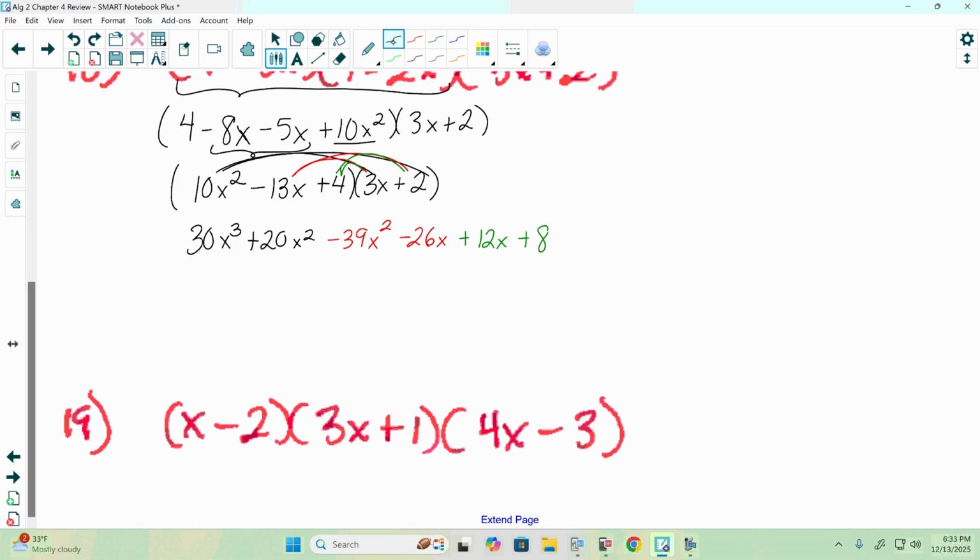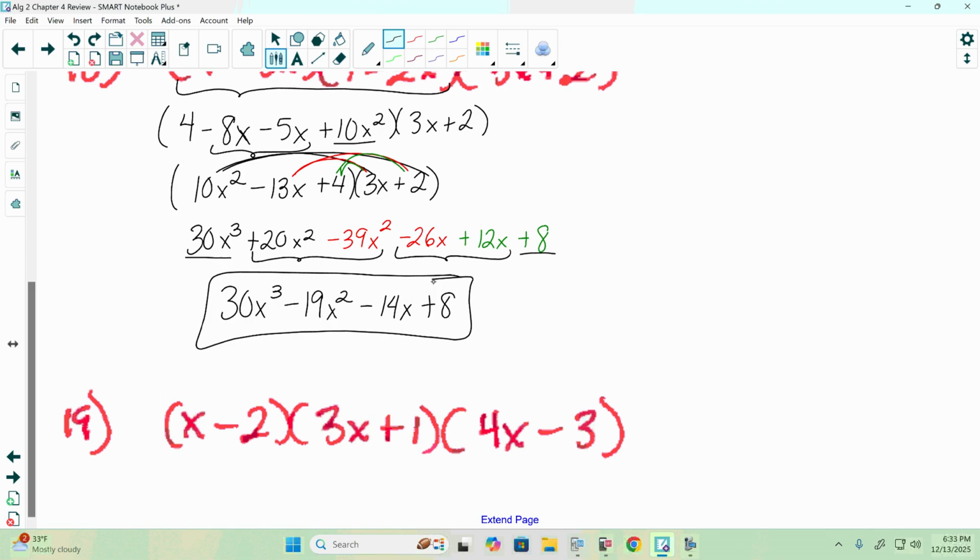Now that we've finished doing all the multiplication, we do need to combine like terms. 30x cubed is the only one with x cubed. So there's nothing to combine with it. Our x squareds, we do have 2 of them. 20x squared minus 39x squared. 20 minus 39 would be negative 19x squared. Our x terms come up next. We do have 2 of them. Negative 26x plus 12x. Negative 26 plus 12, negative 14x. And lastly, our constant term of 8.